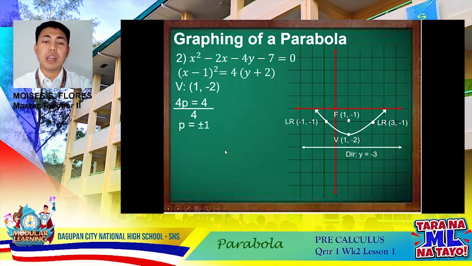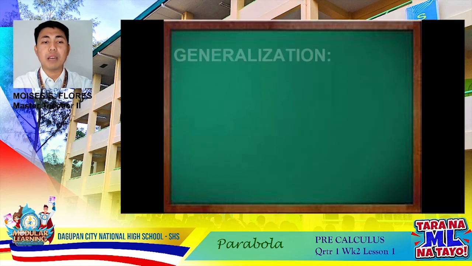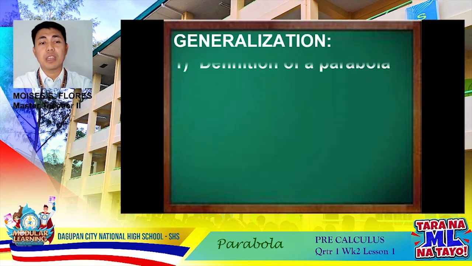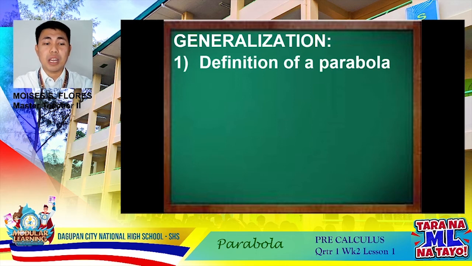So again, in graphing a parabola, we consider the coordinates of your vertex, the value of your 4p, which is the length of your latus rectum, and of course, the value of your p, which is the distance from the vertex to your focus and from the vertex to your directrix. So we could now sum up or generalize our lesson. Today we have discussed all about a parabola. A parabola is the set of all points such that its distances from a fixed point, called the focus, and from a fixed line, called the directrix, are the same.